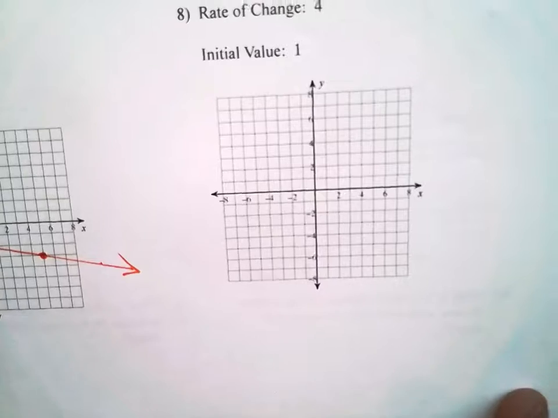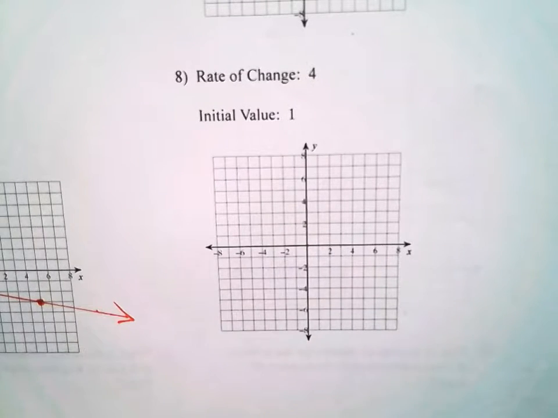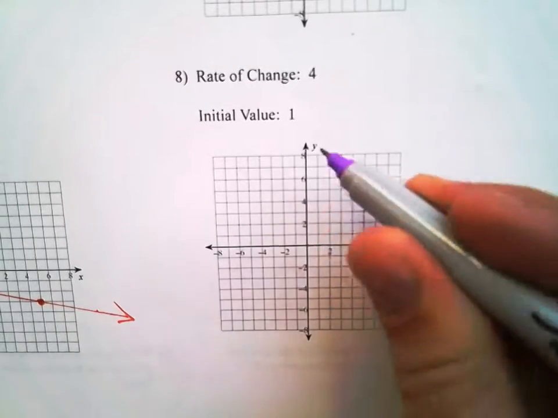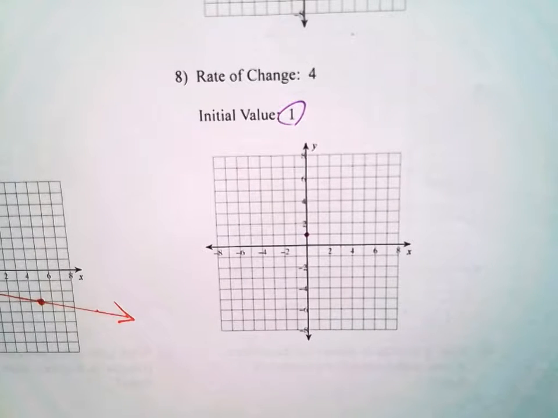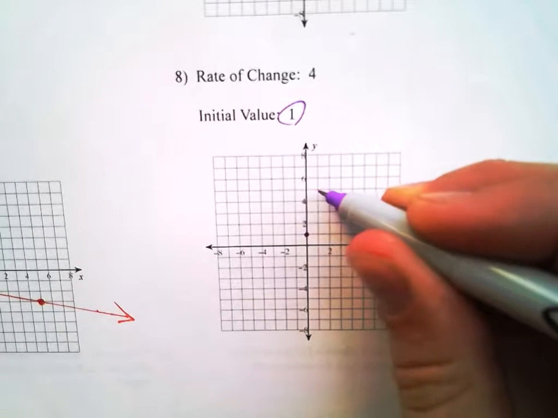Last one, rate of change is 4, initial value 1. So you might want to try to do this on your own real quick before you watch the rest of this, but I'm going to go and do it. So initial value 1, right there. Rate of change 4. So where am I going to put the next dot? I'm going to go up 4 over 1.